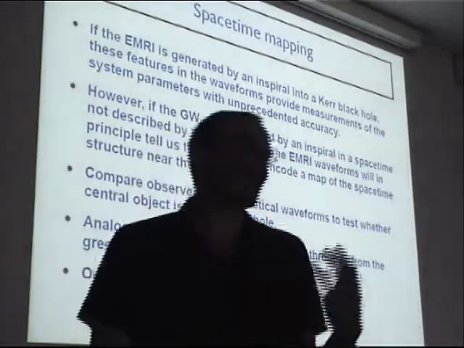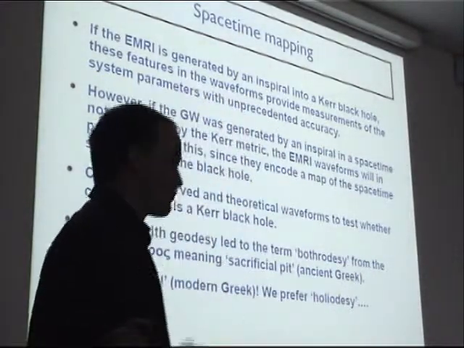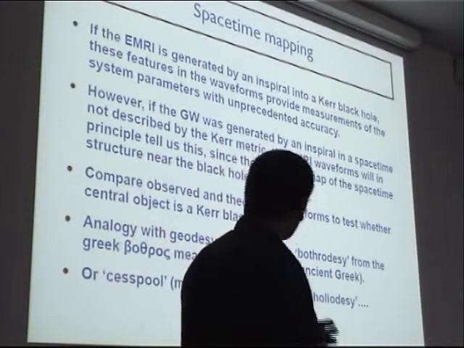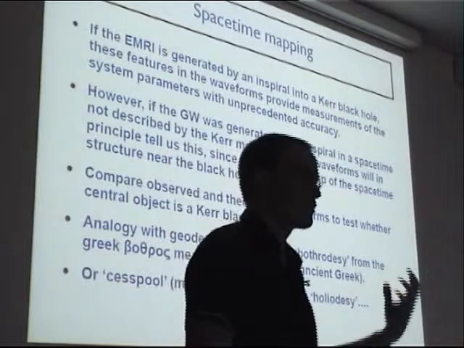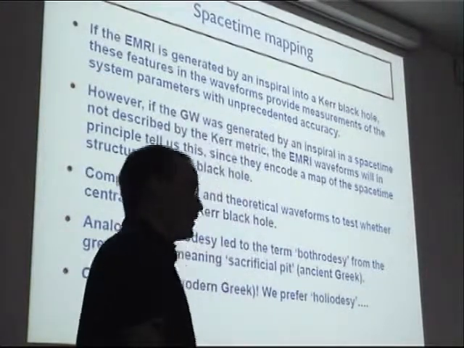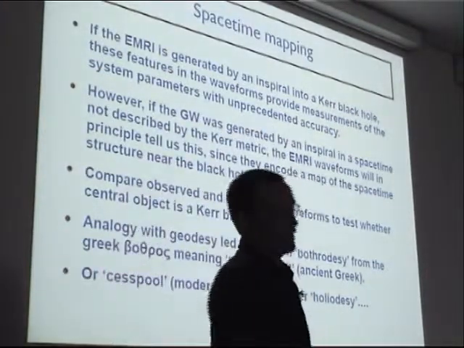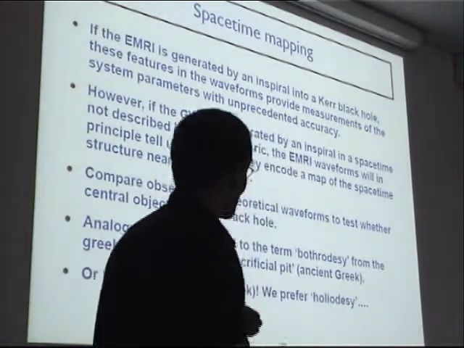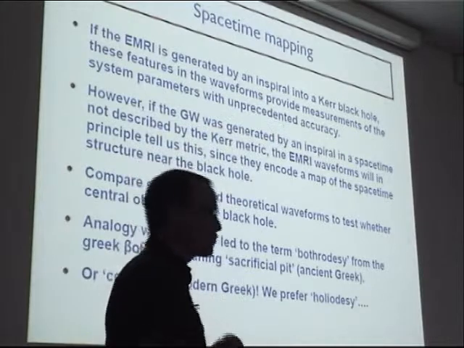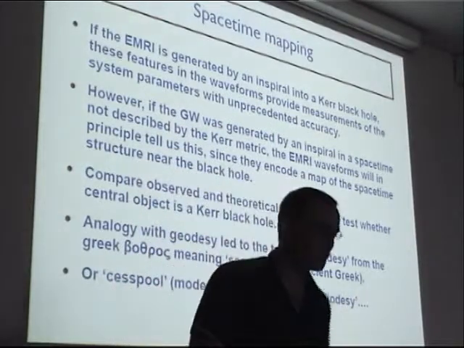If we have an EMRI into Kerr, which is our basic model, all of these features provide information about the space-time. In simplest terms, they measure the mass and the spin, and the parameters of the orbit. And as Kurt was saying, we can measure these things with unprecedented accuracy, typically a part in 10 to the 4 for the mass and spin.